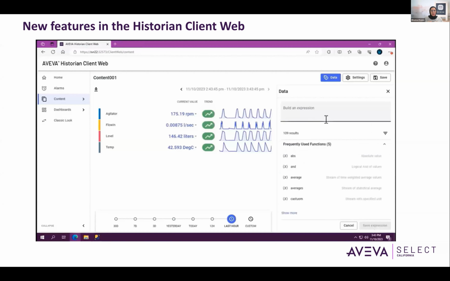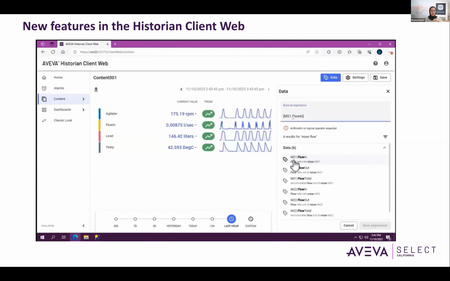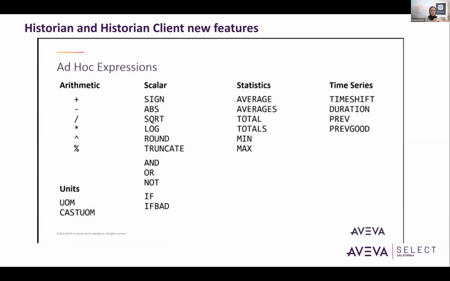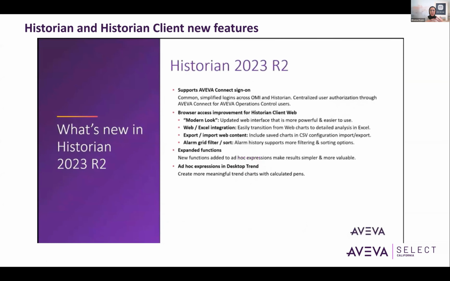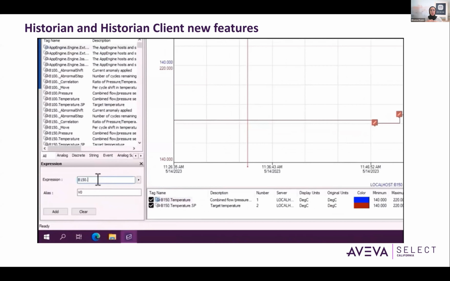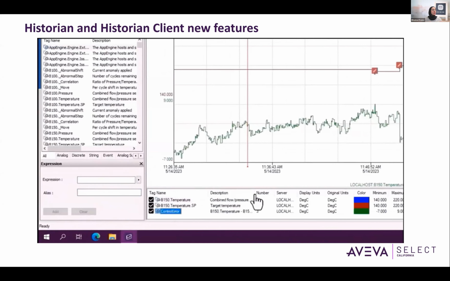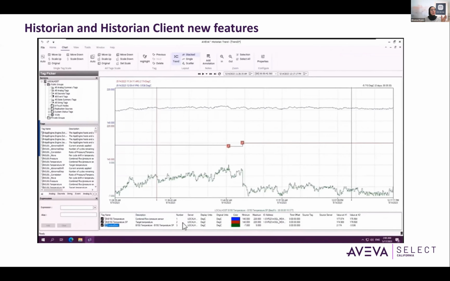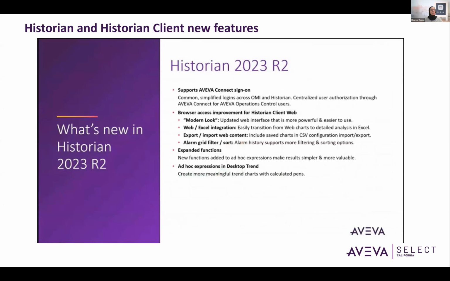Another thing that I wanted to mention about the Historian client: AVEVA is also continuing to expand the ad hoc expression support, adding some new functions and adding support within the Historian client desktop thick client, which are the trend and the query tools. As you can see here, typing an expression, it plots that result for you in the trend. This was not available before the 2023 R2.